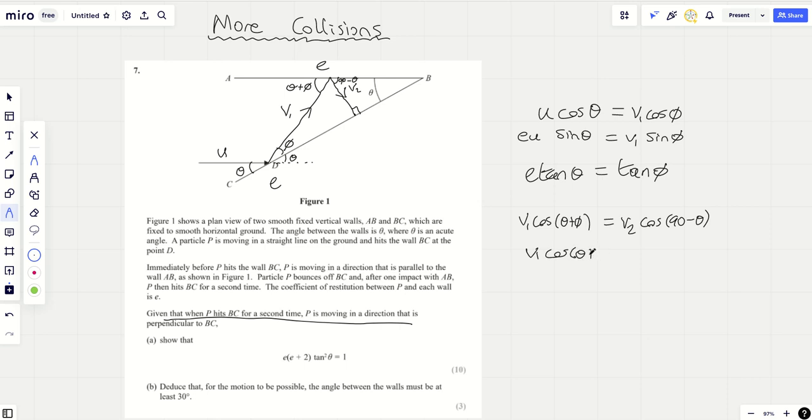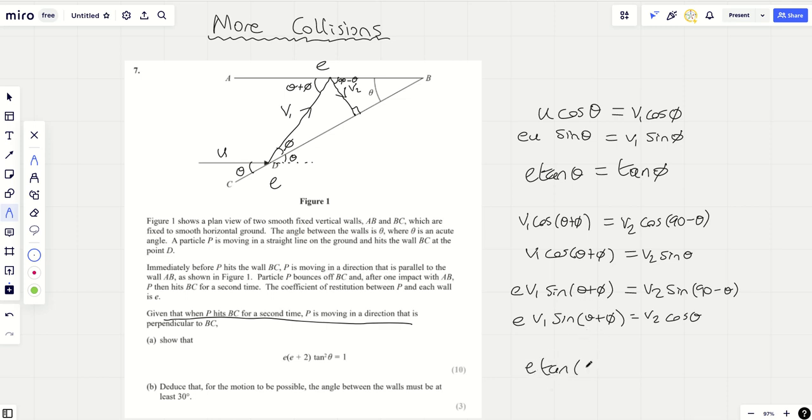v1 cos(theta plus phi) equals v2 sine theta, and then I had v1 sine(theta plus phi), for very similar reasons, is v2 sine(90 minus theta), but that of course is v2 cos theta, just like the one previous to it. So v1 sine(theta plus phi) equals v2 cos theta, and then I divided them again. Oh sorry, I need an e on that, don't I, just like I did on the other ones. And so when I divide them, I'm going to get e tan(theta plus phi) equals, now this is going to be cot theta.